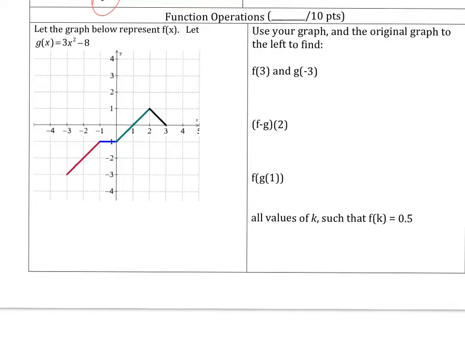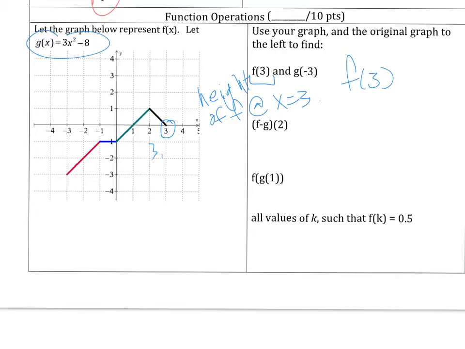Looking at function operations, we know that we need to find some of these values based on this graph. Okay, so this graph is f of x. I also have an equation for g. Oh, that's sneaky of me, so I give you a graph and an equation this time. Cool. F of 3 means the height of f at x equals 3. Okay, so x equals 3 is here. This appears to have a height of 0. So f of 3, because that's the point (3, 0), is equal to 0.